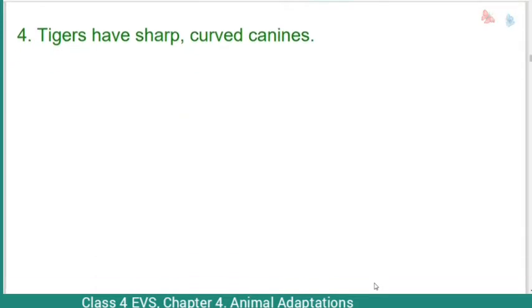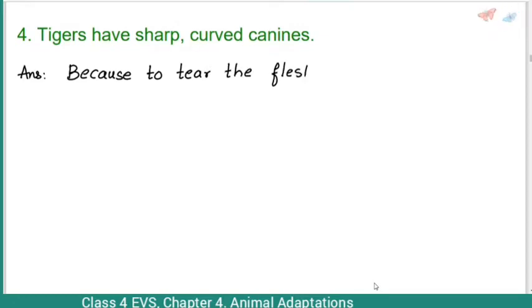Fourth one, tigers have sharp curved canines. Answer, because they use them to tear the flesh of their prey.